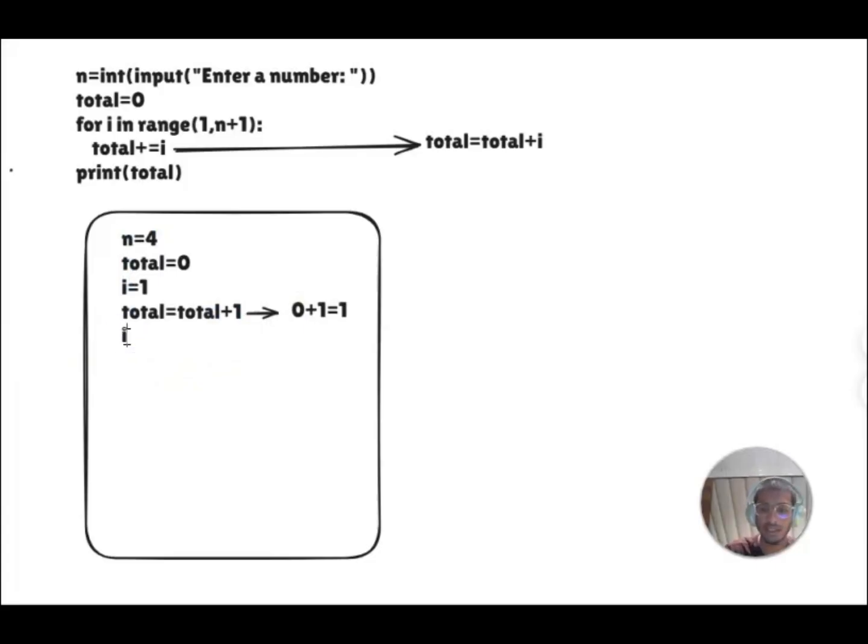Now we'll move to the second iteration, that is 2. So now the total value becomes, here the total value becomes 1, and now the present iteration I value is 2. So that equals 3.